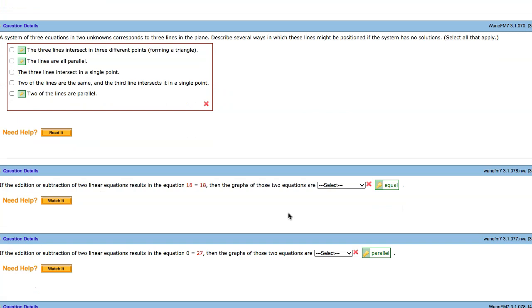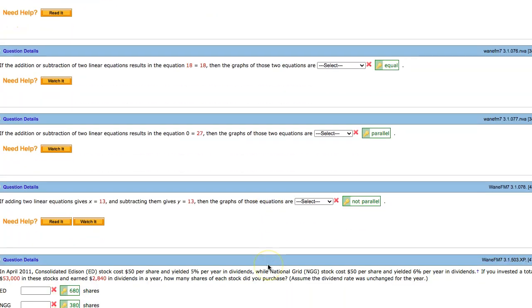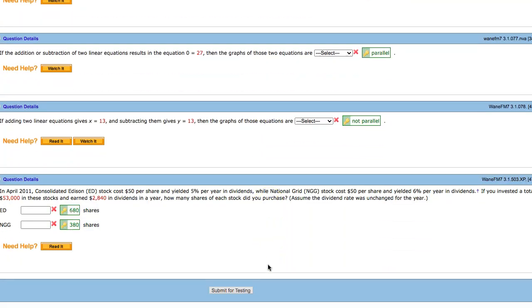If, from the addition or subtraction of 2 linear equations, you get 18 equals 18, that's going to be infinitely many solutions. The 2 graphs are equal. Now, if you get 0 equals 27, you have no solution. You're parallel. Okay. But anyway.